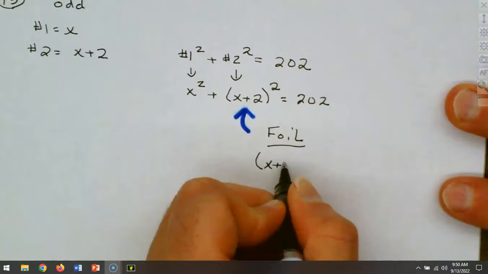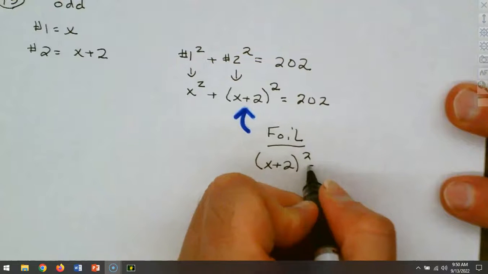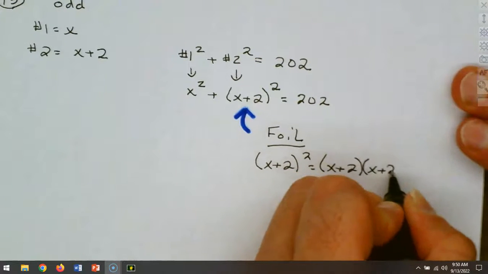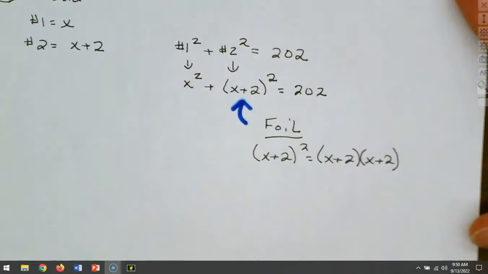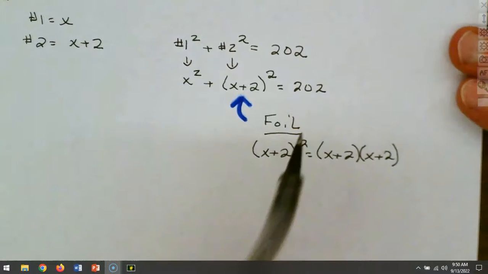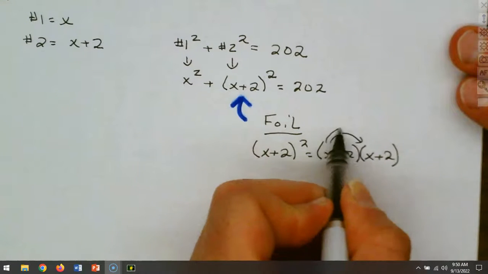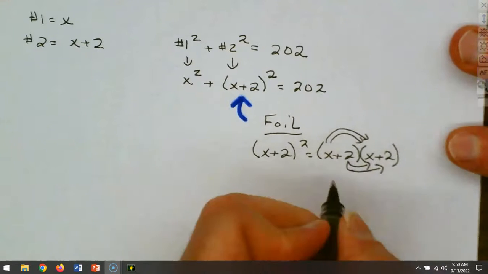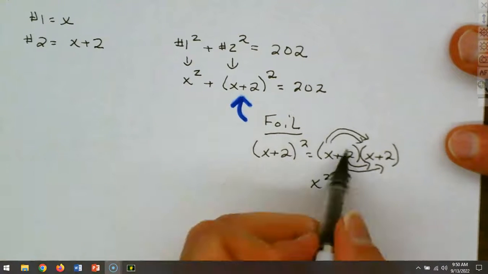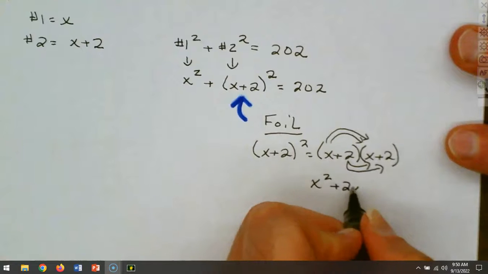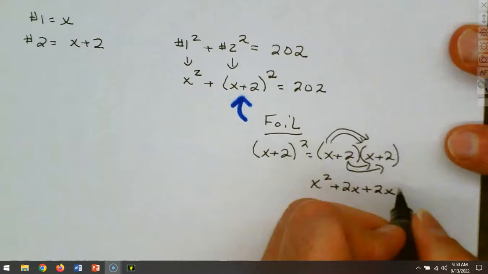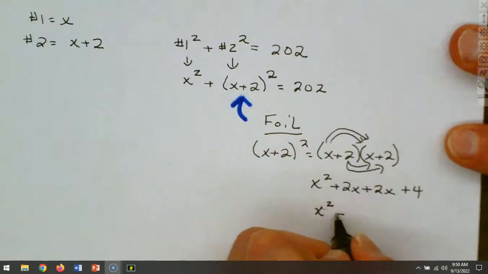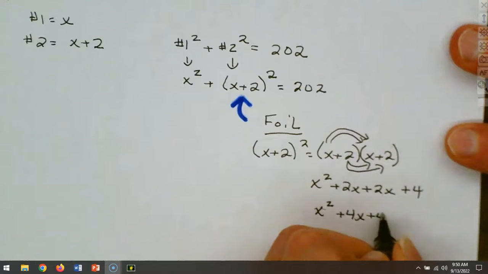And so x plus 2 squared is x plus 2, x plus 2, and then we'll FOIL it. So we've got to FOIL it all out. So first times first, outside, inside, and last. So that's going to give me x squared plus 2x plus 2x plus 4. And that leaves me then with x squared plus 4x plus 4.